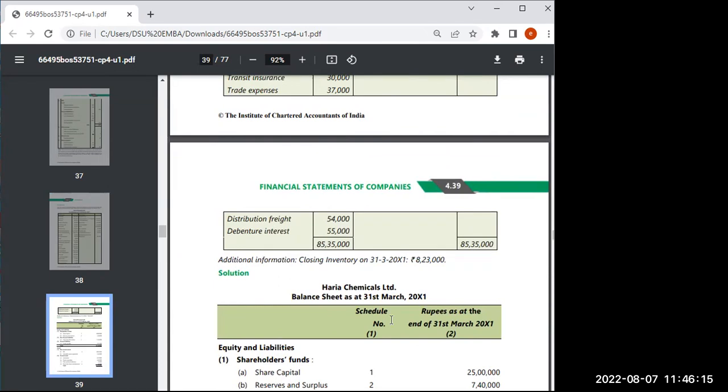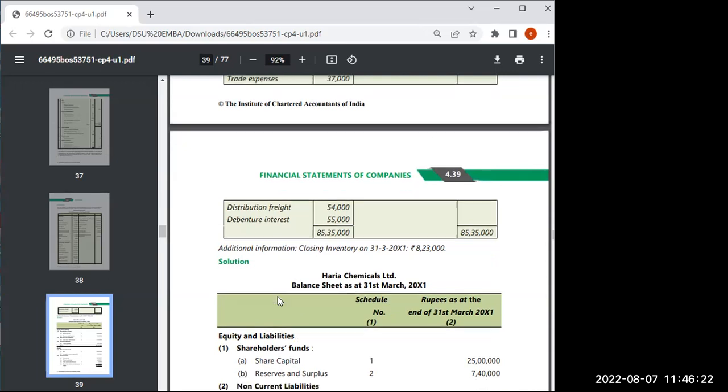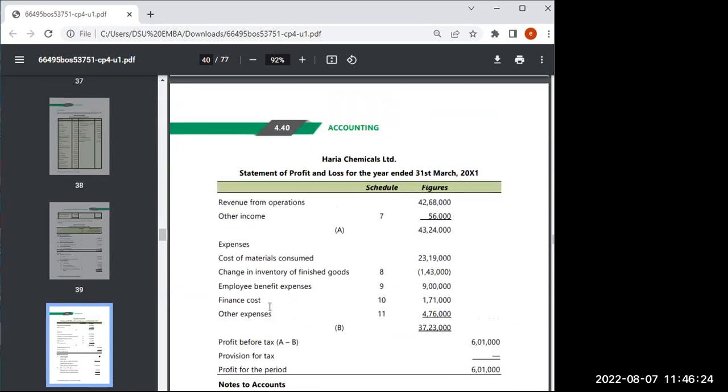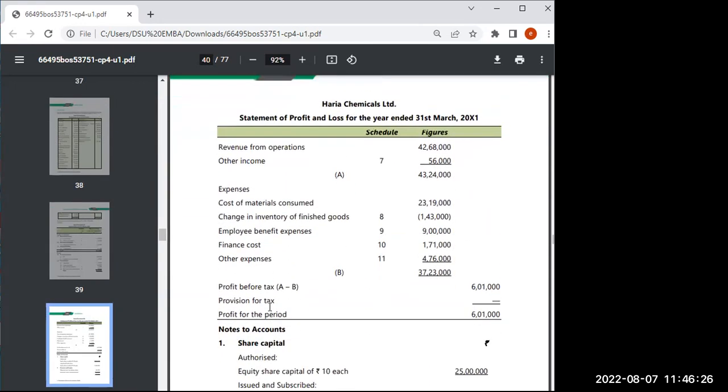From this, we have to make a balance sheet as well as a profit and loss account. Okay, let us try now. First one, you take statement of profit and loss. Aria Chemicals Limited, statement of profit and loss for the year ended 31st March 2021. Please write down. This file also I'll share with you. You can refer the question from there.